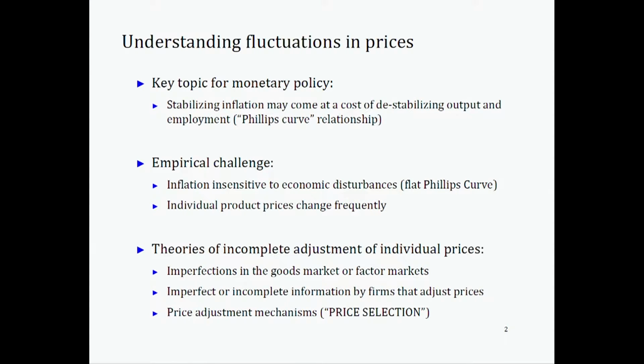The theme of this paper is very close to the main topic that central bankers are concerned with, which is keeping inflation low, predictable, and stable. Central bankers are aware that stabilizing inflation more often implies potentially a cost of destabilizing output and employment fluctuations. This relationship, this trade-off, is often referred to as the Phillips curve relationship. If you look at macro data, time series evidence, then you would conclude that inflation fluctuations are actually relatively sluggish. Inflation tends to be relatively stable when there are disturbances hitting the economy. So you would say that the Phillips curve has a flat slope.